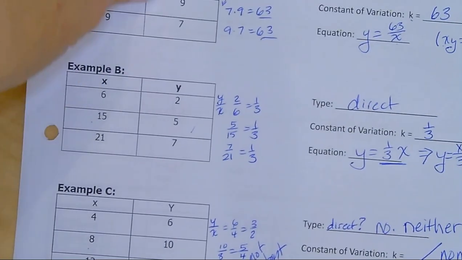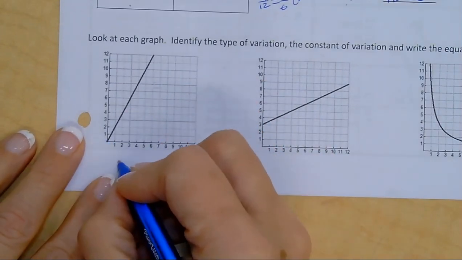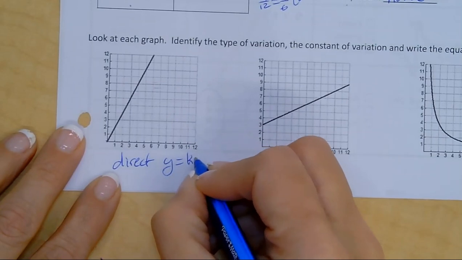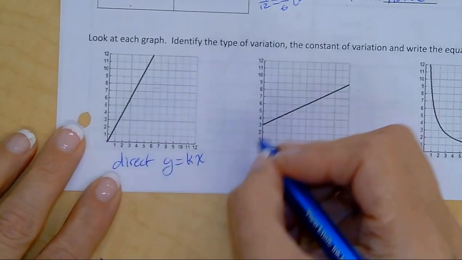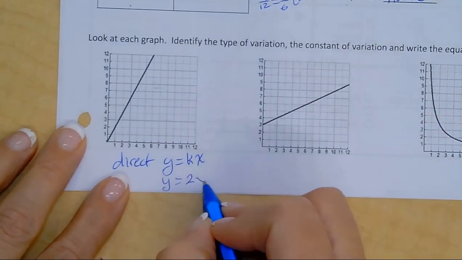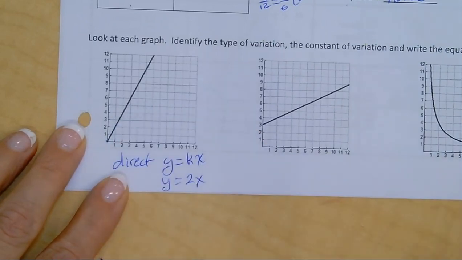So here we go. If I have a straight line that's going through the origin, that's going to be direct. There is a way for me to write an equation, y equals kx, right? There is some slope that I can define. In this case, y equals 2x. If I figure it out, I go up 2 over 1, up 2 over 1.